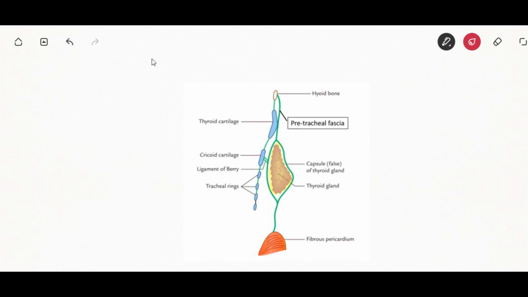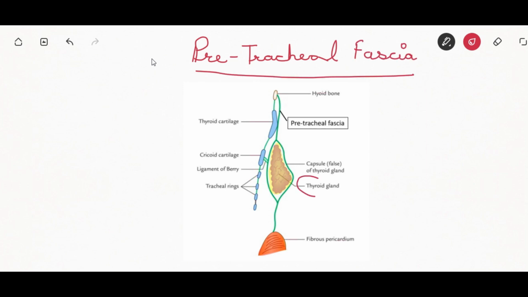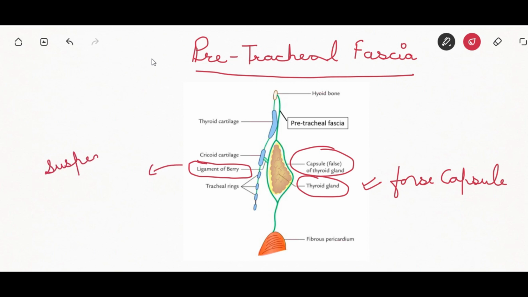Pretracheal fascia. This pretracheal fascia suspends the thyroid gland and forms its false capsule. The posterior layer of the thyroid capsule is thick on either side. It forms the suspensory ligament for the thyroid gland, known as the ligament of Berry. The ligaments are attached to the cricoid cartilage and extend to the thyroid cartilage. They support the thyroid gland and do not let it sink into the mediastinum.